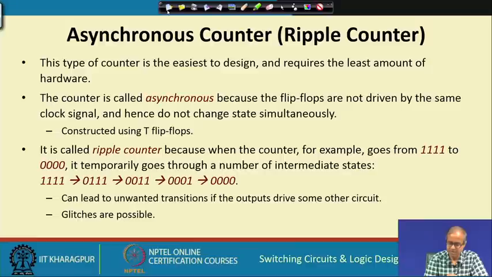Now, the problem in such a ripple counter is that, as you can see, the transition from 1111 to 0000 is not smooth. There are some intermediate glitches or pulses that might come in between. So, if the output of the counter is driving some other circuit, this unwanted transition may cause some errors because of these glitches. But if such glitches are not really a problem, then you can use this kind of counter, because designing this kind of counter is very simple, right. This is asynchronous counter.